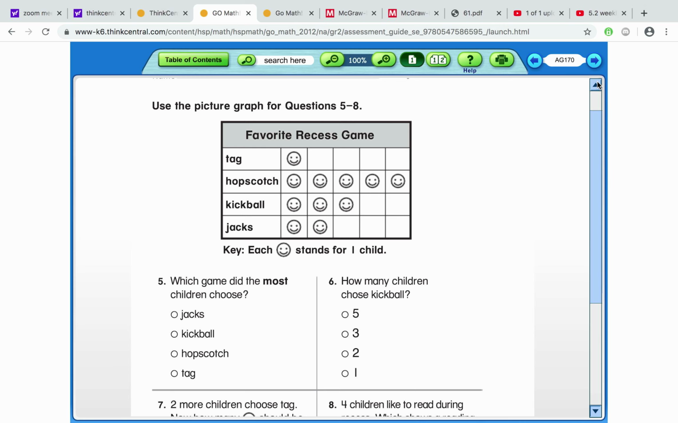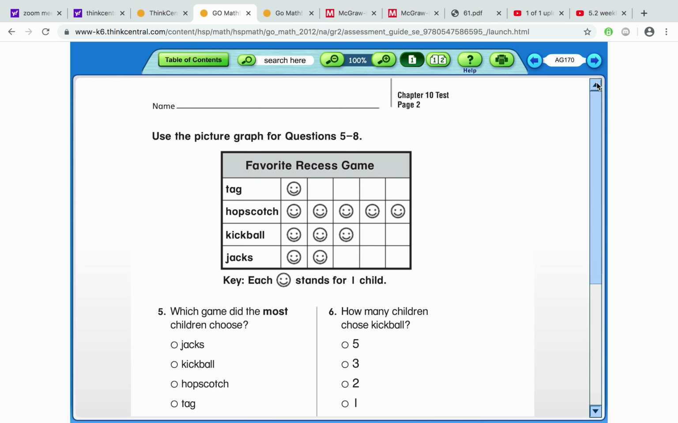And now we're on to number 5. You'll see it is a picture graph. We're going to use this picture graph for questions 5 through 8. You'll see the title is Favorite Recess Game. Your choices are tag, hopscotch, kickball, or jacks. Some of you might not know jacks. They're these little things with a ball. You bounce and you try to pick up as many jacks as you can. It's a pretty fun game, actually.